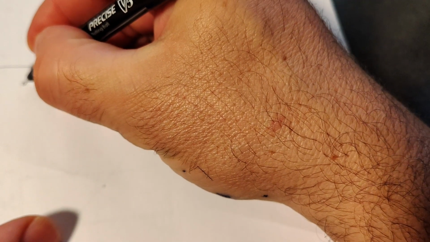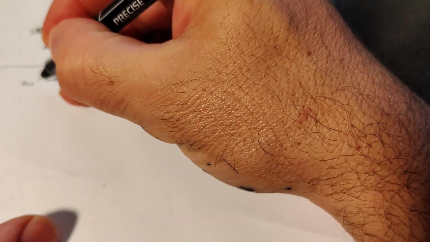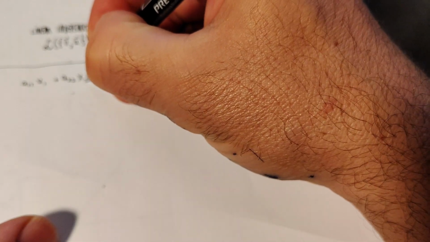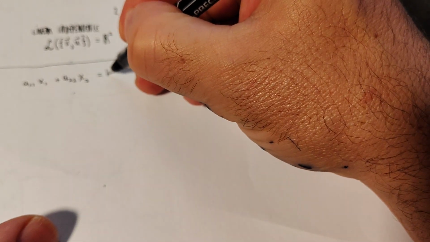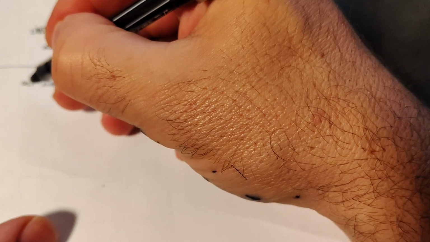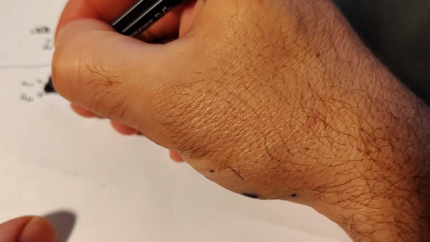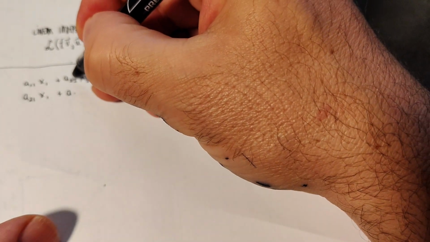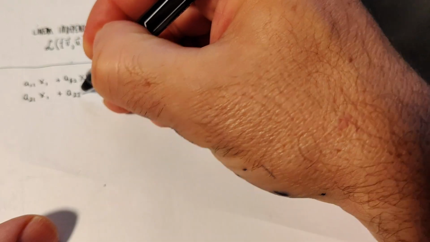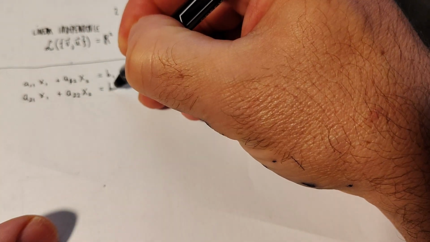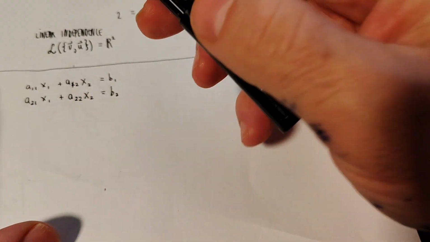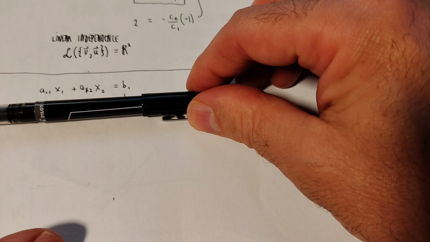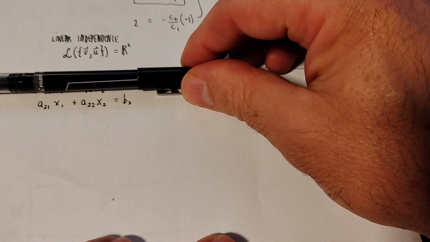So we have A1,1 times x1 plus A1,2 times x2 is equal to B1. And then we have A2,1 x1 plus, I made a mistake here, that should be 1,2. A2,2 x2 is equal to B2. I'll write this out. So if you just look at one of those equations, that's just a linear equation. You've got another one here that's also a linear equation.